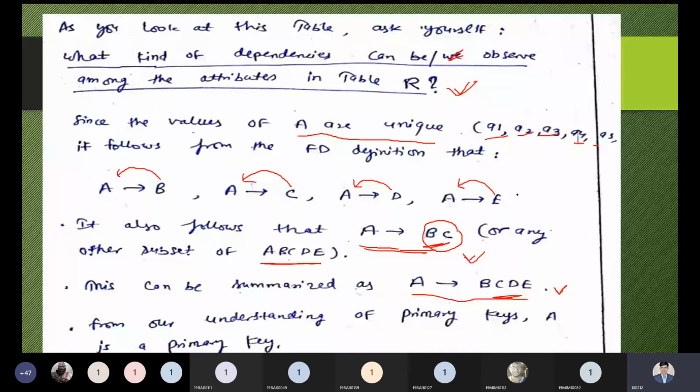So we can say this dependency is also possible. The composite attribute B and C also depends on A by providing the uniqueness in your tuple. So this is my point. We were on that.